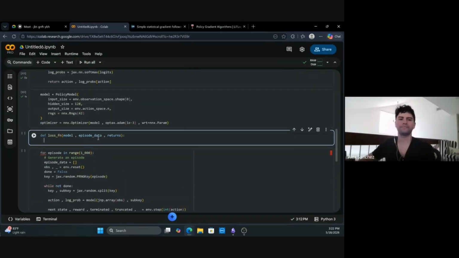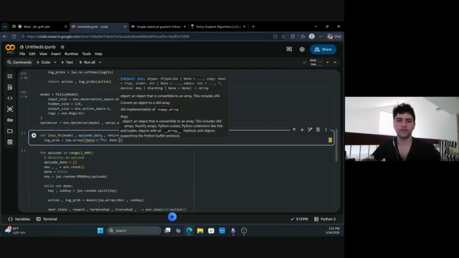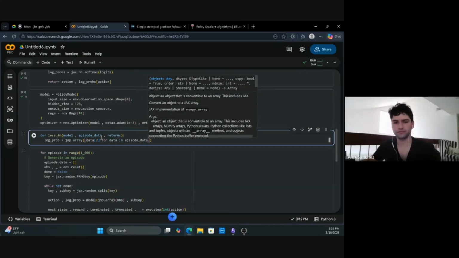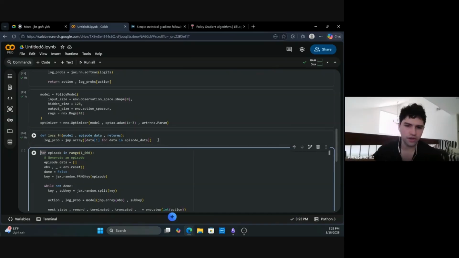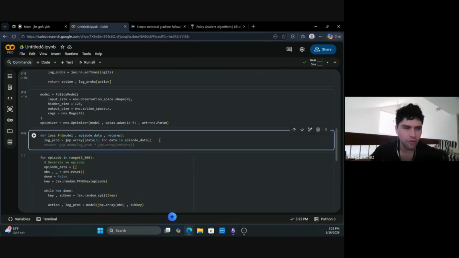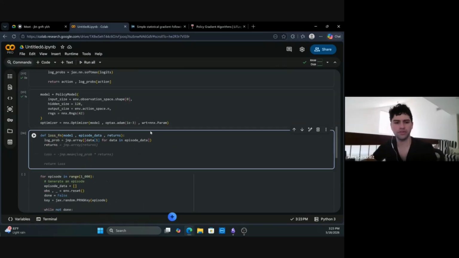So our loss function, we want two things. We want the log probability of our model output. Not two, sorry, one. This probability tells us how much the model wanted to do that specific action. And then we want, at that time step, to see the returns. Remember, this is an array? Yeah.